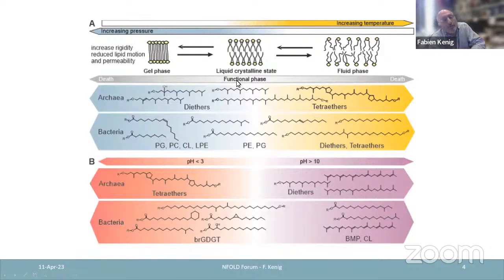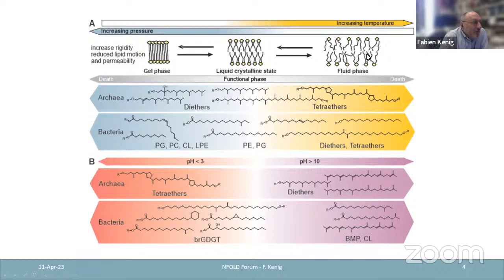So this is a very schematic view of what we are working with. We try to understand the effect of pressure, and in the top part, in part A of the figure, you can see I drew very schematically what membranes do when they are subjected to stress of pressure, on the top left, getting into gel phase, or high temperature, on the top right, where the membrane goes into fluid phase.